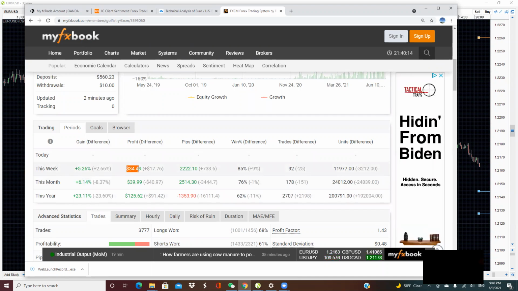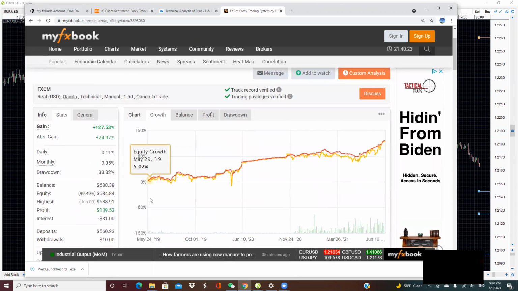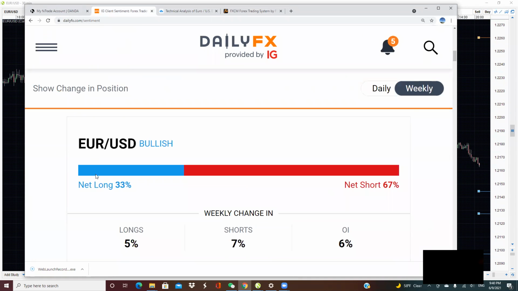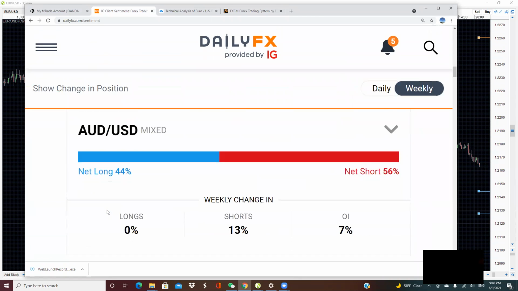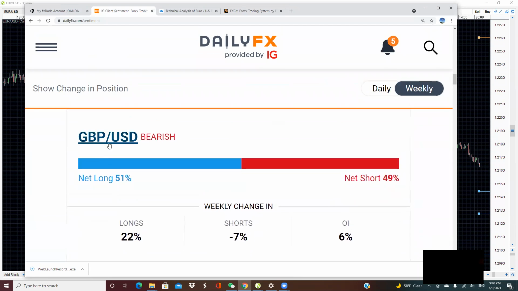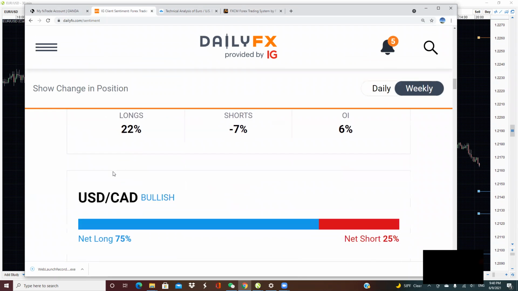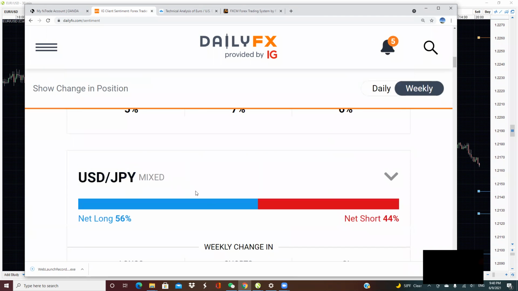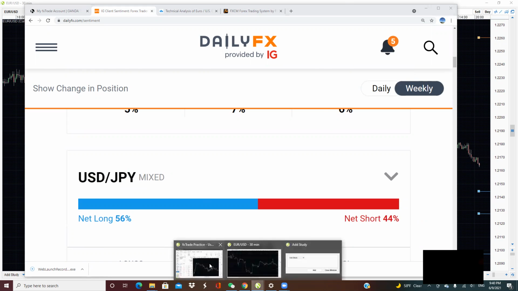So we can see this week's profit is $34, this month $40. This year so far is $125 profit. And then that's just my strategy. I always look at the IG client sentiment. I just go through them, like the bearish, then I will try to get on the bear side on this pair, as I did with that. So when I see mixed, I'll just go either side.